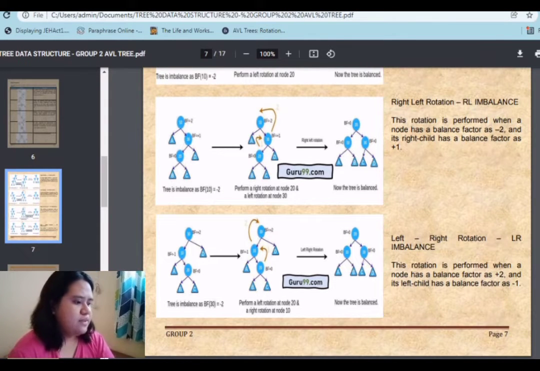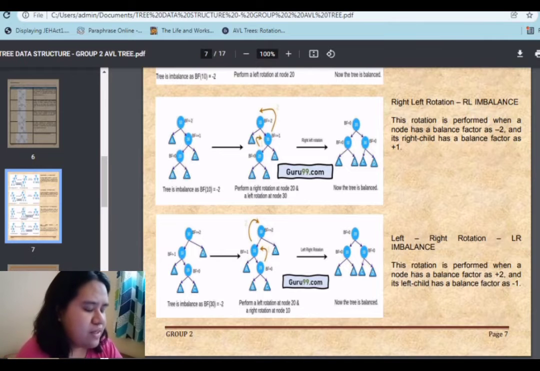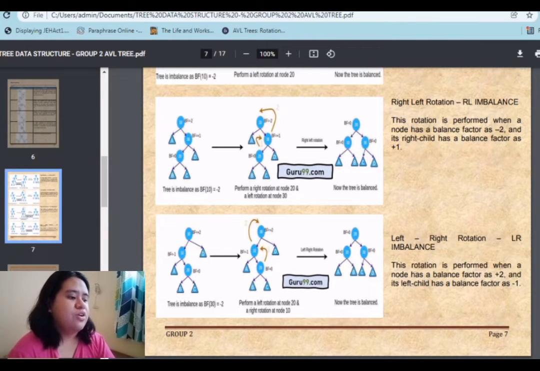Now, on the last illustration, we have a left-right imbalance. This imbalance occurs when a node has a balance factor of positive 2 and its left child has a balance factor of negative 1. So if we are going to have a left-right imbalance, meaning an error occurs on the left child's right subtree, we are going to perform left-right rotation.